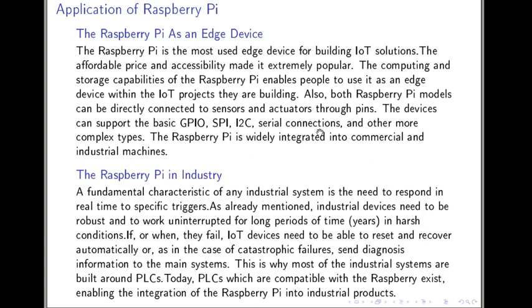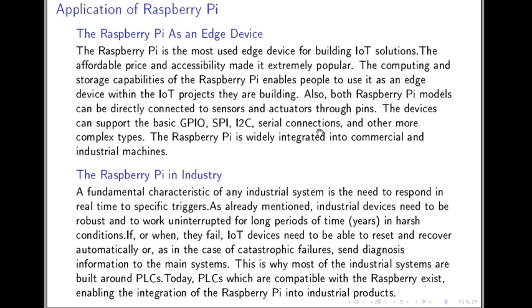Raspberry Pi in industry. A fundamental characteristic of any industrial system is the need to respond in real time to specific triggers. As already mentioned, industrial devices need to be robust and to work uninterrupted for long periods of time in harsh conditions. If or when they fail, IoT devices need to be able to reset and recover automatically, or, in the case of catastrophic failures, send diagnostic information to the main system. This is why most industrial systems are built on PLC. A PLC, which is compatible with the Raspberry Pi, exists, enabling integration.